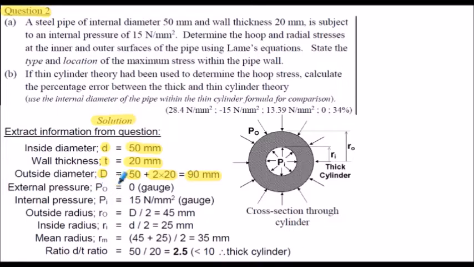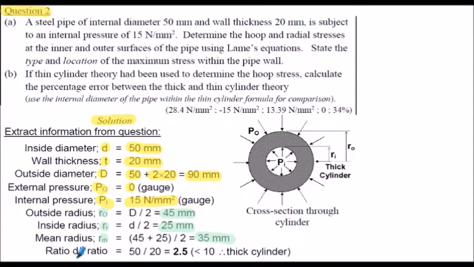The external pressure on the vessel is 0 gauge, and the internal pressure is given as 15 newtons per millimeter squared. We can now calculate the outside radius, r naught, that's 45 millimeters, and the inside radius, that's 25 millimeters. The mean radius is the average of the outside and inside radius, so that's 35 millimeters.